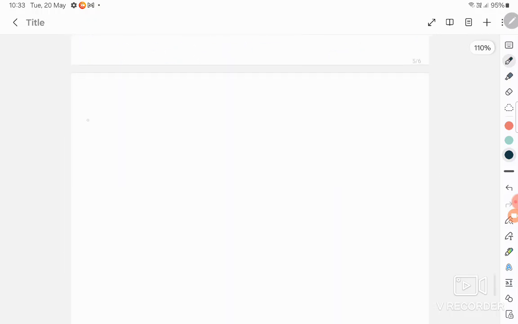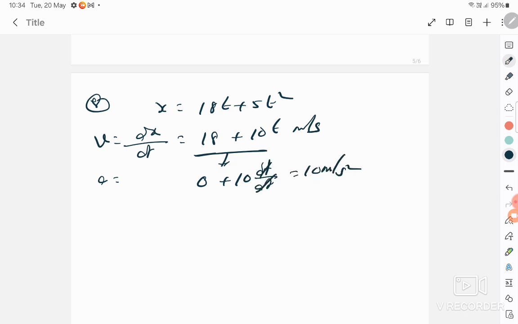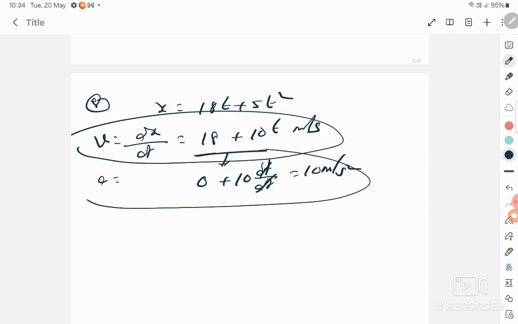Let's go to example 8. Example 8, they have given position to be 18t plus 5t square. They ask you to calculate instantaneous velocity. It's just differentiation of this, which is 18 into dt by dt plus 5 becomes 10t meter per second. That's instantaneous velocity. They ask me for instantaneous acceleration. This has to be differentiated. 18 differentiation is 0, plus 10t differentiation is 10 into dt by dt, which is just 10 meter per second square. Thus, you can get instantaneous velocity and instantaneous acceleration.